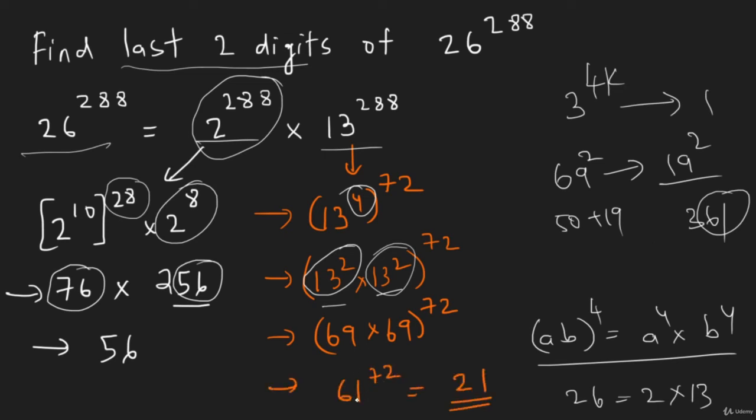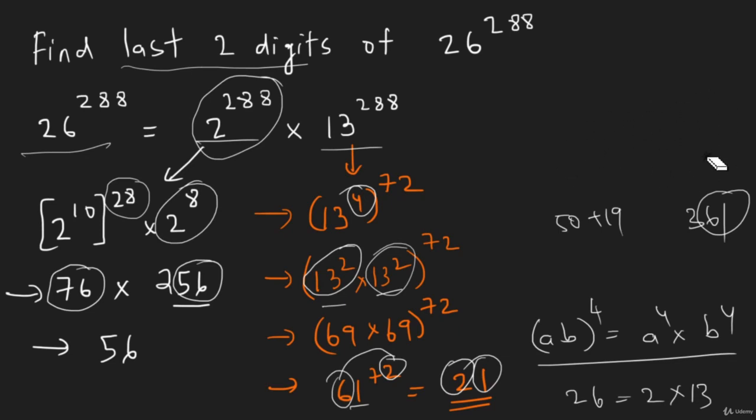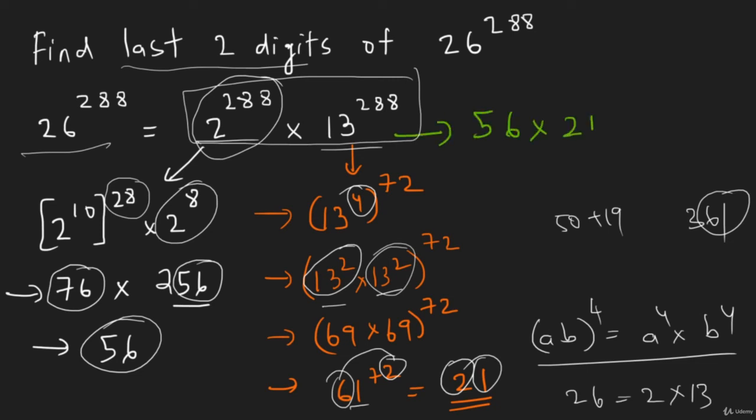And when I take 61 to the power 72, the last two digits will be, because it's 1 over here, it will be 1 over here. And then 6 into 2, that's 12. So I write 2 over here. So 61 to the power 72 will have 21 as the last two digits. Now I know that 2 to the power 288 ends in 56 and 13 to the power 288 ends in 21. Therefore, if I want to find the last two digits of this expression, all I need to do is multiply 56 into 21.